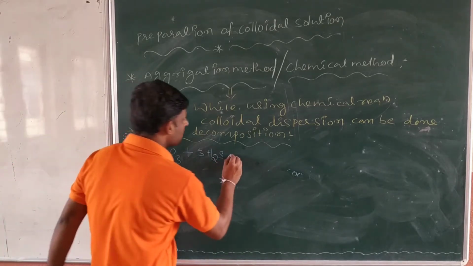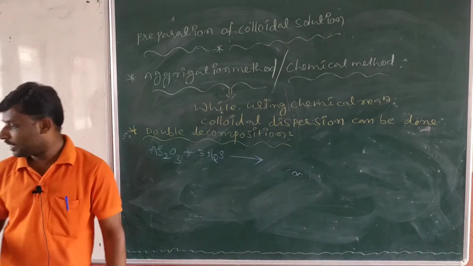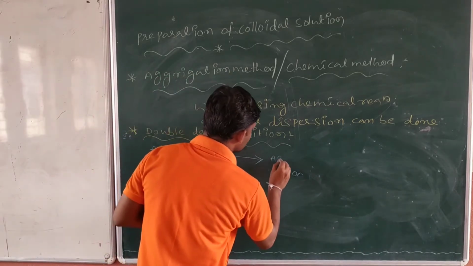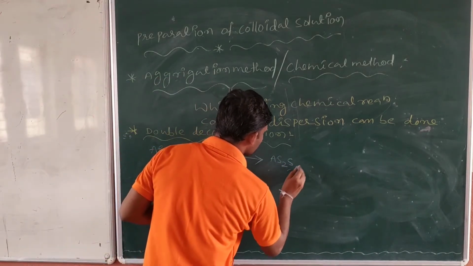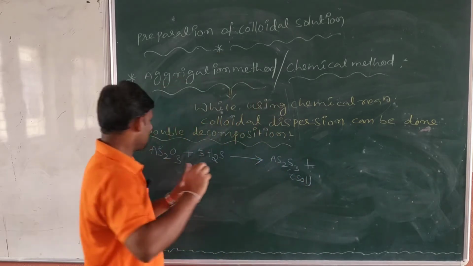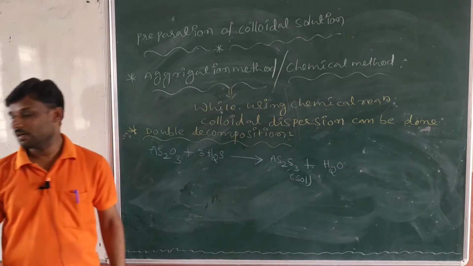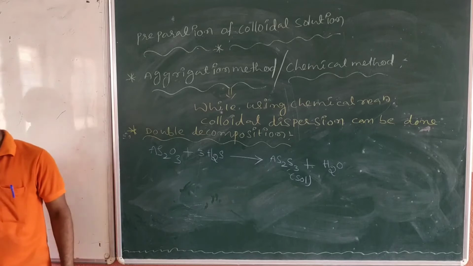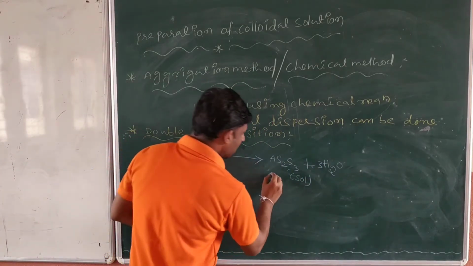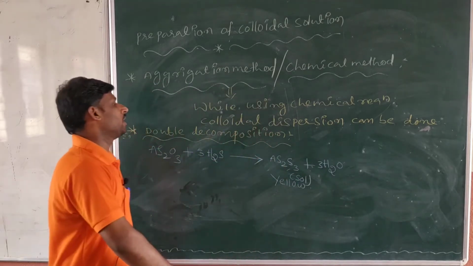Then double decomposition takes place, and arsenic sol is forming. What is the formula of arsenic sol? As2S3. This sol is forming, plus H2O is also forming; water is formed along with the arsenic sol. What is the color of this As2S3? Yellow color. A yellow colloidal solution is forming.